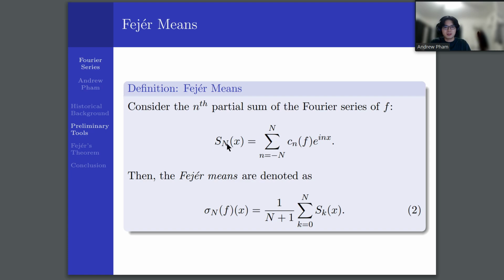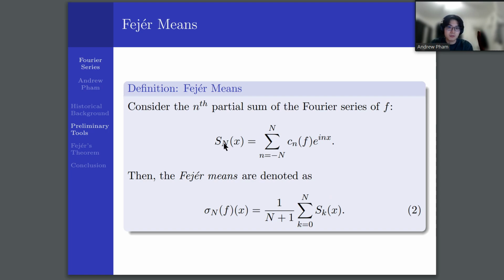So S capital N of x will be the previous sum, but instead of going from negative infinity to infinity, it's going from negative n to n. Then, if we take the arithmetic means of these partial sums, we'll get the Fejer means, given as 1 over n plus 1 times the sum of k equals 0 to n of s_k of x. So this is really just the regular arithmetic mean done with these partial sums.